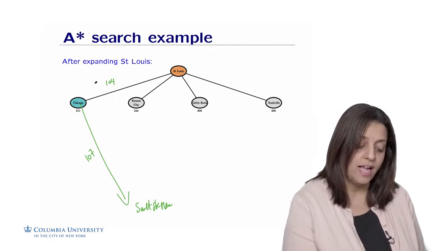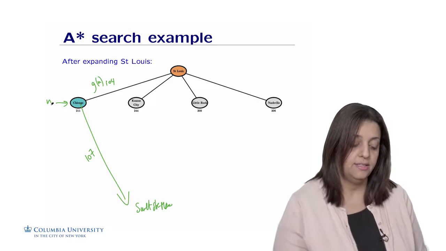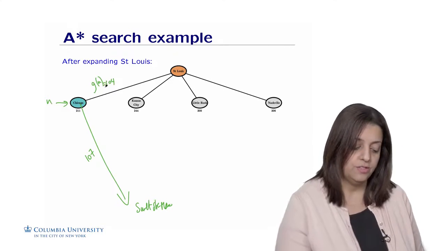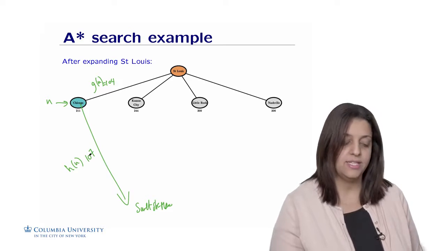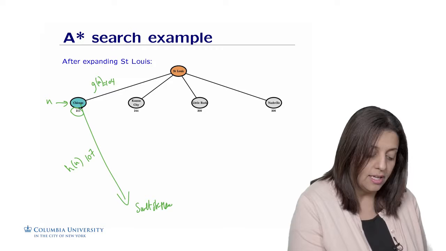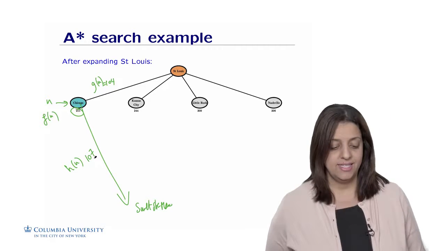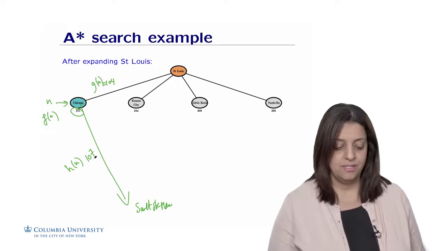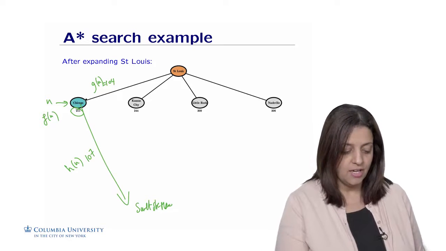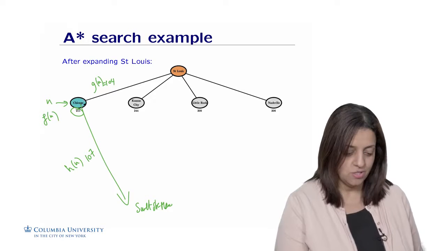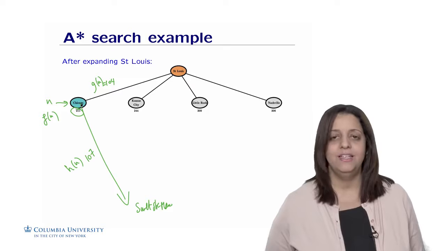So this is g of Chicago, g of n. We are considering our n is here. G of n is equal to 104. H of n, the straight distance between Chicago and Sault Ste. Marie, is 107. So the total distance, which will be f of n, is 104 plus 107. I'm going to have this estimation for each of the nodes in the fringe, and it turned out that Chicago is the one we should go with because it has the shortest estimated cost using g of n and h of n.